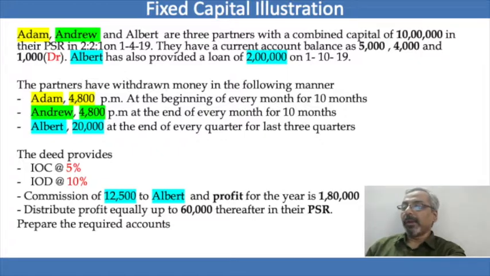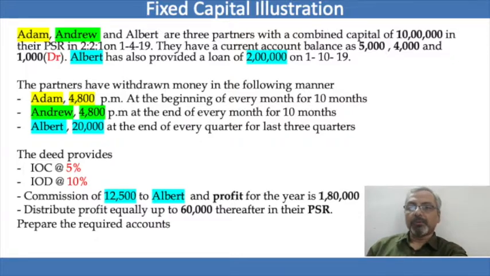The partners have withdrawn money in the following manner. Let us see how the drawings have been done. Adam: 4,800 per month at the beginning of every month for 10 months. Andrew: 4,800 per month for 10 months at the end of every month. And Albert: 20,000 at the end of every quarter for 3 quarters.